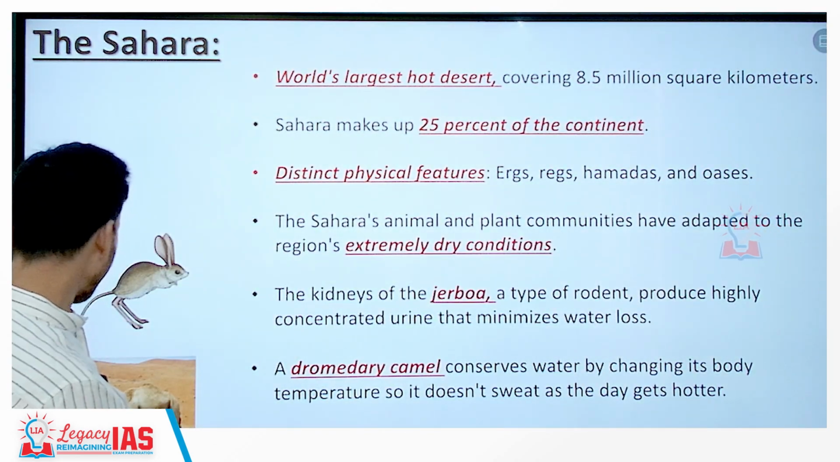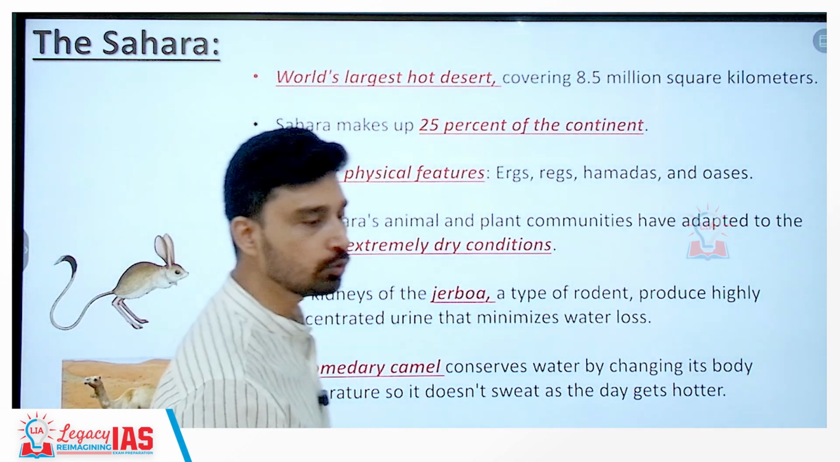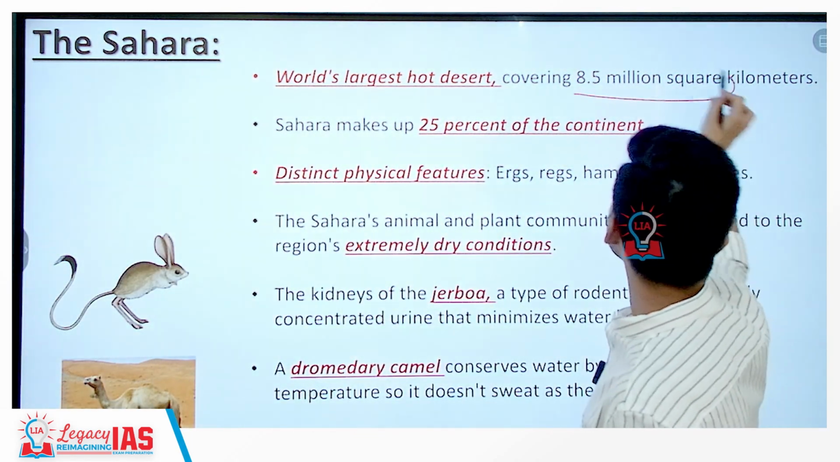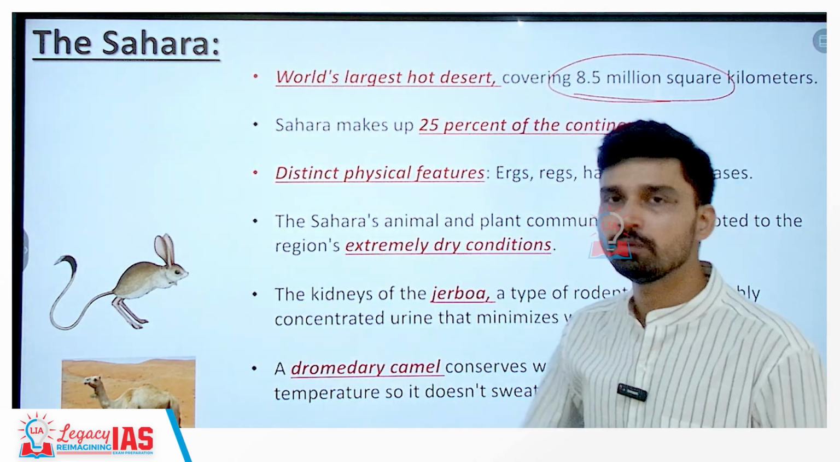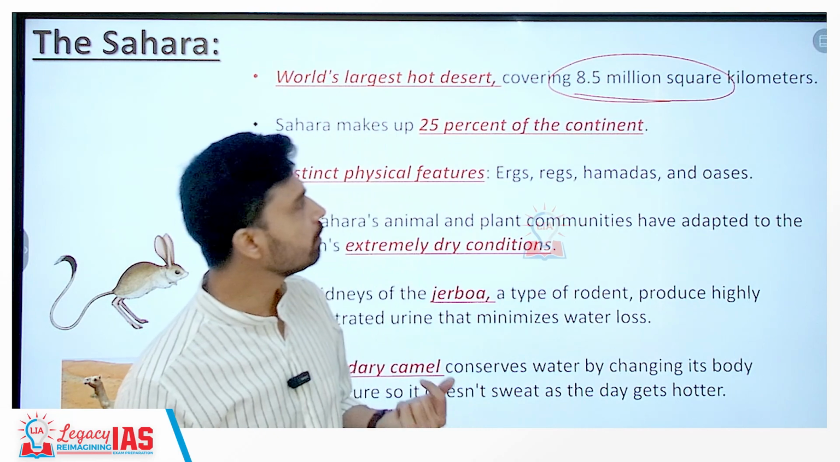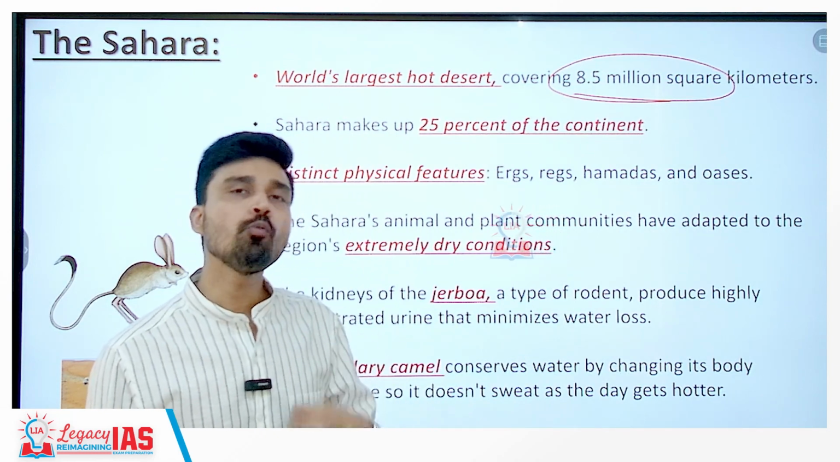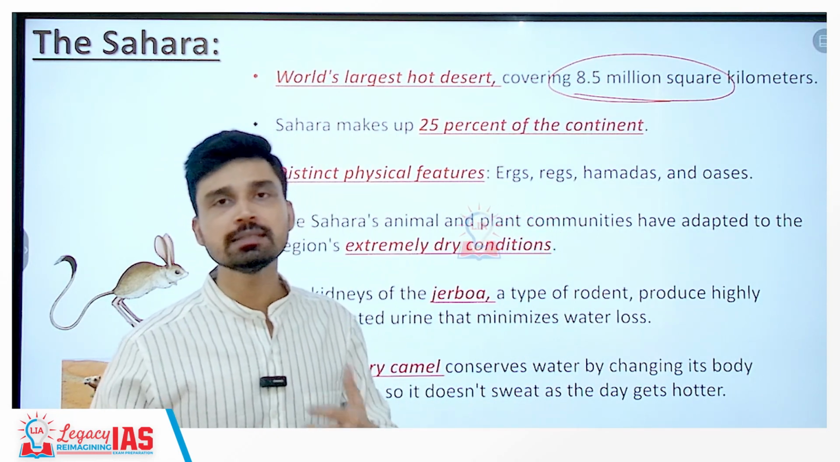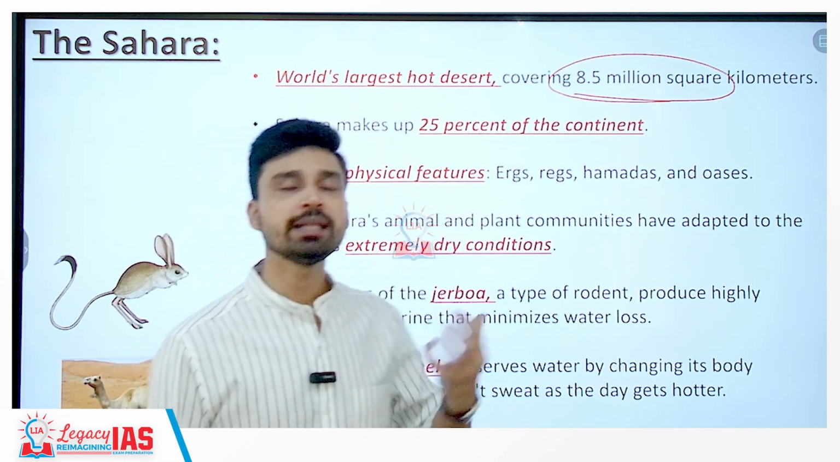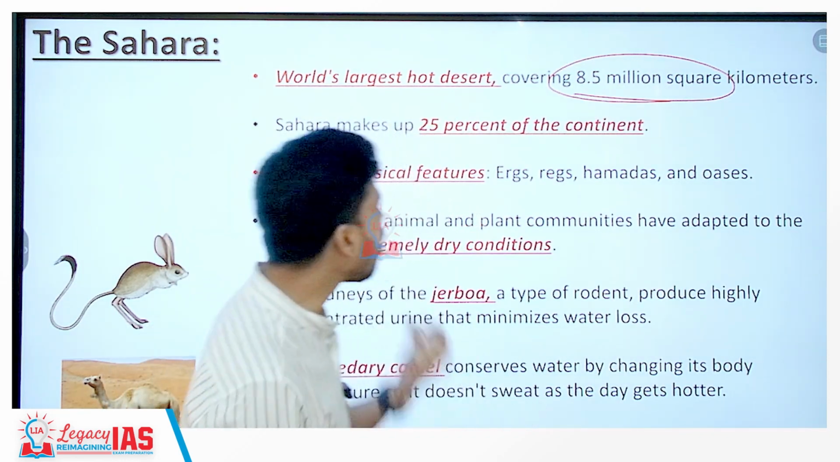Now, some points if we try to understand about Sahara Desert. First of all, it covers an area of about 8.5 million square kilometers. We can understand that India's area is 3.2 million square kilometers. So the overall extent of the Sahara Desert, which is an example of a hot desert, is almost 2.5 times larger than the size of India.